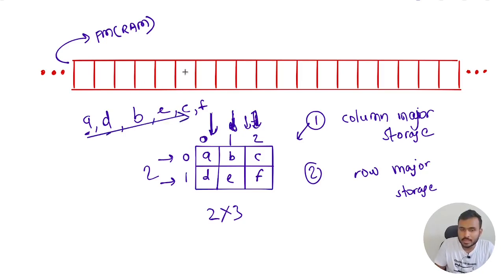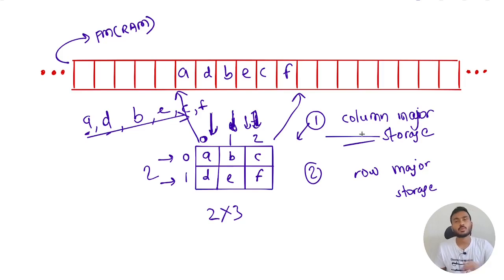For example, small a will be stored here, then small d will be stored here, then small b, small e, small c and small f. So this array will be stored into the RAM in this way if the column measure way of storage is getting used by the programming language. Now I'm not saying that C++ uses the column measure way of storing the two-dimensional array. Actually C++ uses the next strategy, which is row measure storage. But I hope you understood how the column measure storage works.